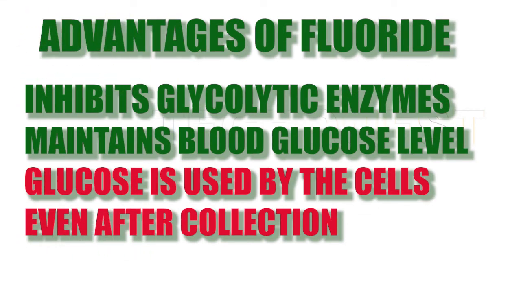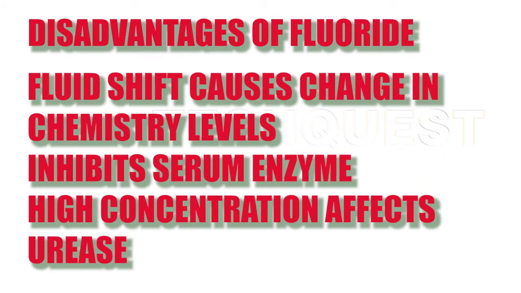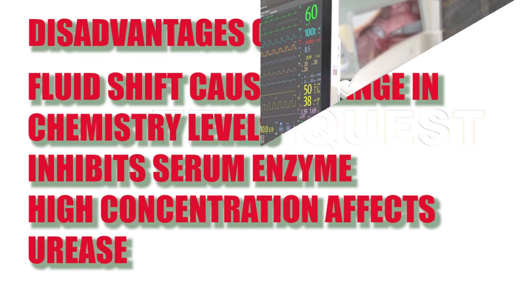Without an antiglycolytic agent, the blood glucose concentration decreases approximately 10 milligrams per dl per hour at 25 degrees centigrade, that's room temperature. The rate of decrease is faster in newborns as the RBC metabolic activities are high. Also in leukemia, the WBC metabolic activities are higher. A high concentration and the inhibition of the glycolytic cycle are likely to cause fluid shifts and change the concentration of some analytes. Fluoride is also a protein inhibitor of many serum enzymes and a high concentration also affects urease.